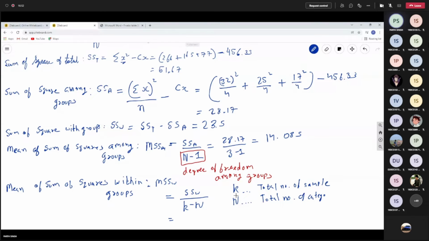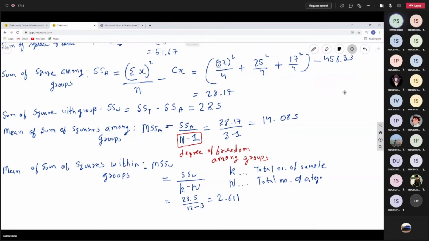So here the SSW, which we have already calculated, that is 23.5 divided by 12 minus 3, which in turn gives you 2.611.